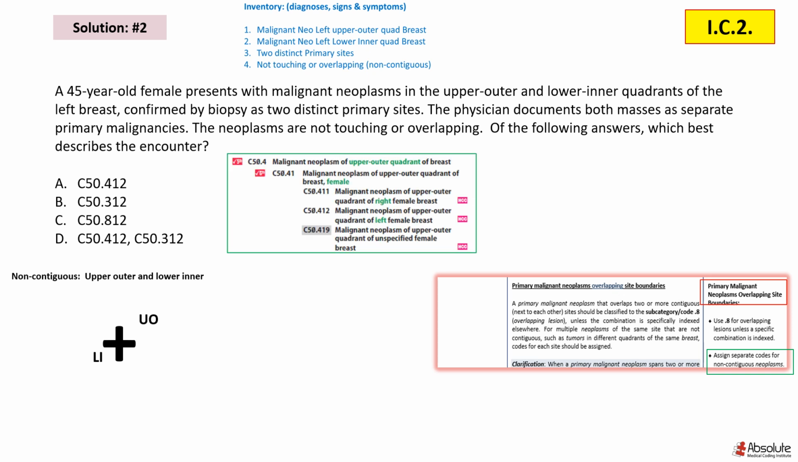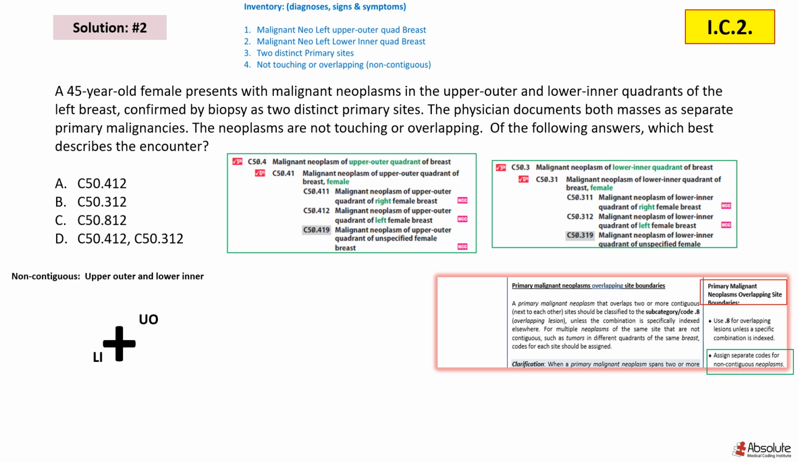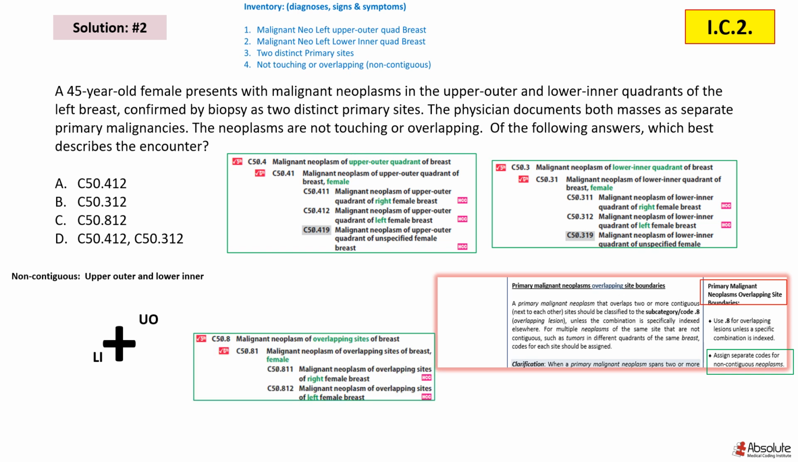Now let's go ahead and look at these codes. C50.4, this is malignant neoplasms of the upper outer quadrant of breast. Subcategory C50.3, this is the malignant neoplasms of lower inner quadrant of breast. So they are the correct subcategories. And then we have C50.8. This is malignant neoplasms of overlapping sites.